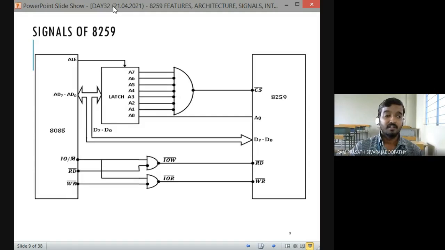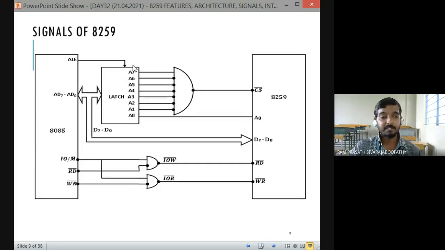Now you people can see. Fine. Already I have shown AD7 to AD0 being converted using the latch to A7 to A0 and D7 to D0. So D7 to D0 is directly connected to D7 to D0 of 8259. Coming to the address lines, A0 is directly connected to A0 of 8259.